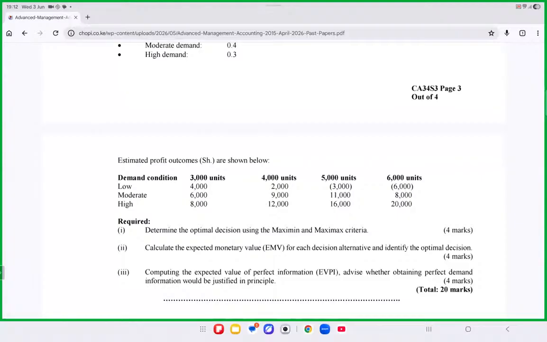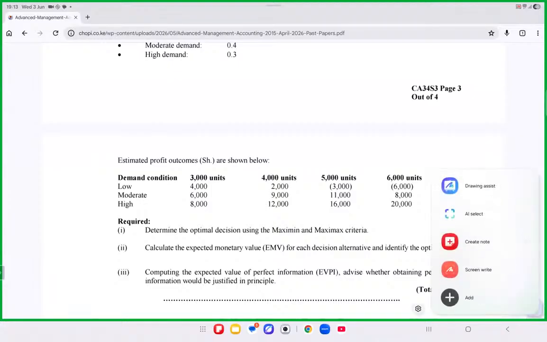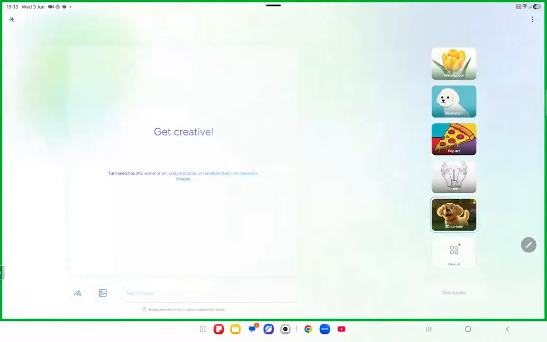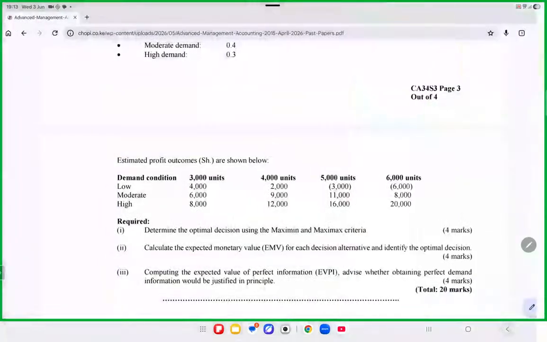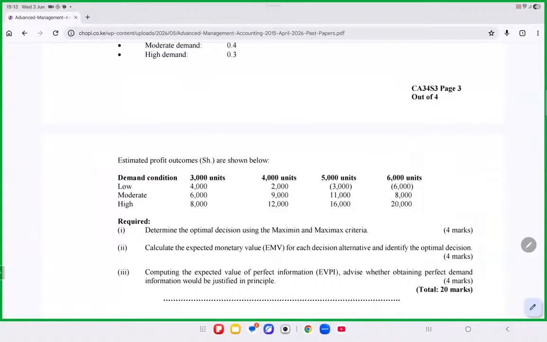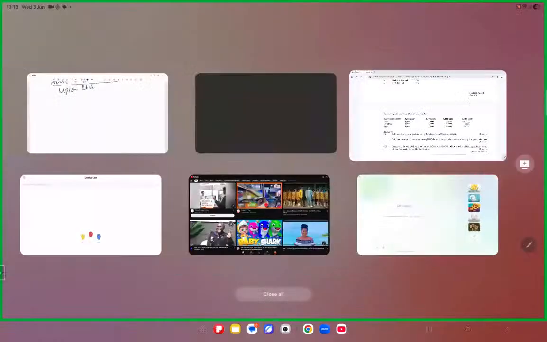So shall I do the question? The first thing you ought to have realized in this question, ladies and gentlemen, is the fact that the payoff table needs to be transposed so that states of nature are on the top, isn't it? Yeah, that is the best thing you should have done first. So please master this. I'm transposing this entire table now.